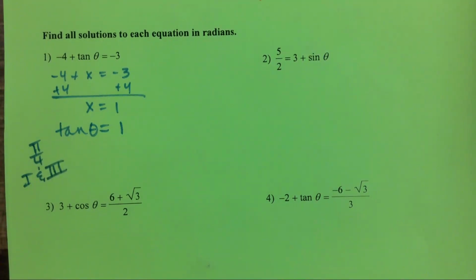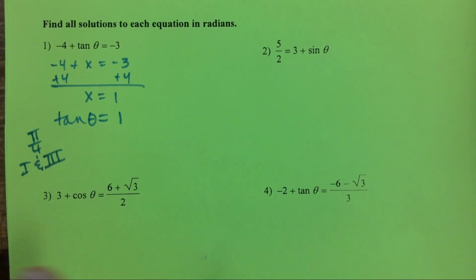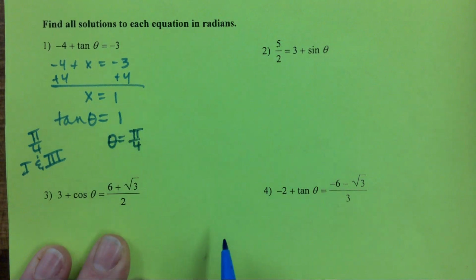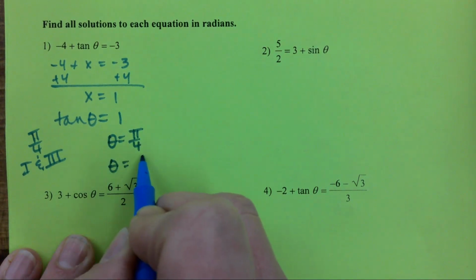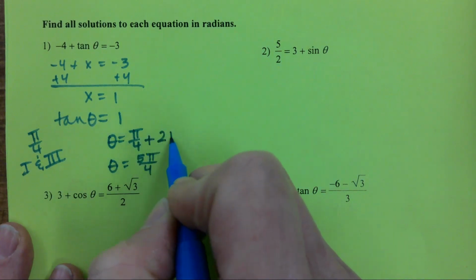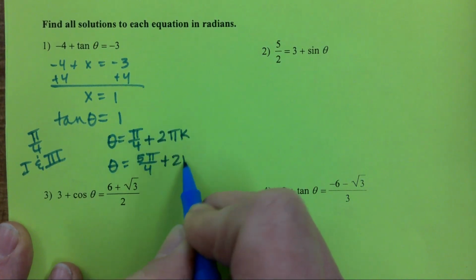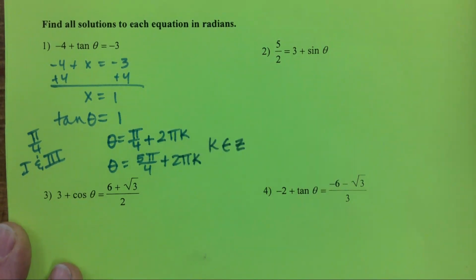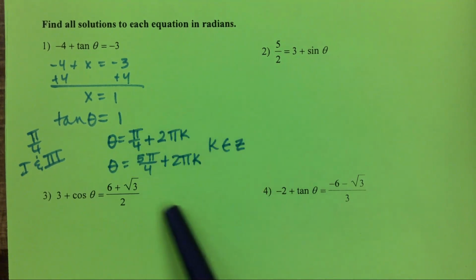Again, this is the same process that I went through the last time. So my theta answers are pi over 4 and 5 pi over 4. But I want to get back to those places, so I write this as plus 2 pi k, plus 2 pi k, where k is an element of the integers. So it's a little addition on the end. Now, I did say that most of the time it will be like this, plus 2 pi k.